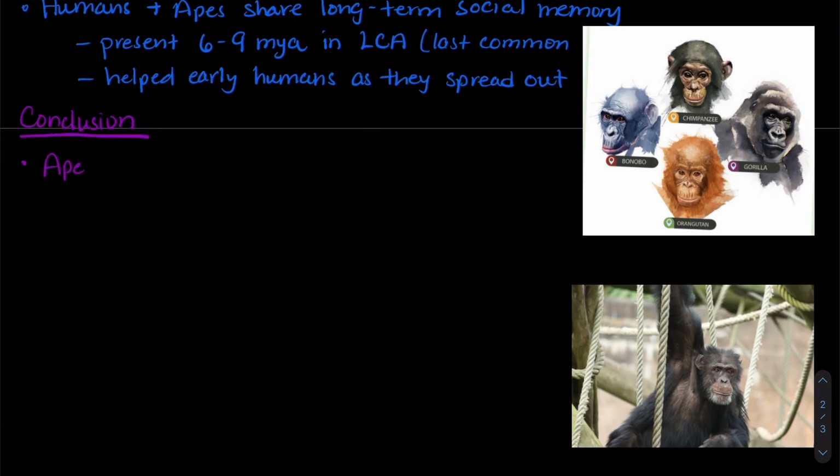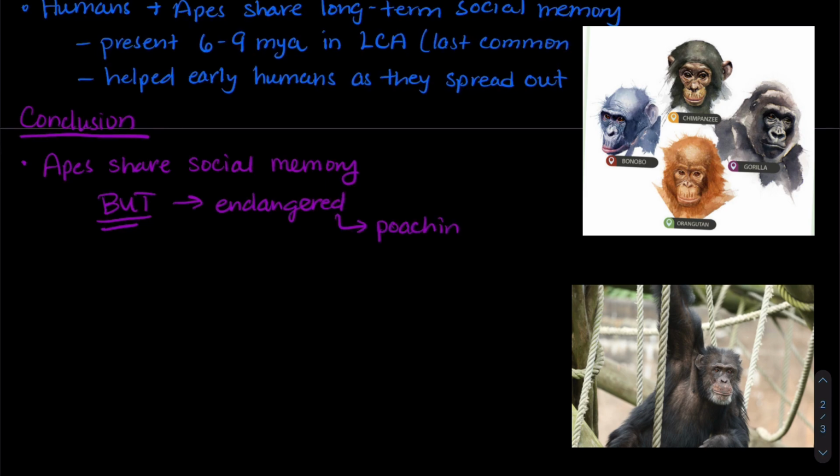Let's get a conclusion. We know that apes share this social memory trait with us, but we are limited in the amount of information that we can learn from them because all of our great apes are endangered. And they're endangered because of mainly poaching and because of deforestation. So what can you do?